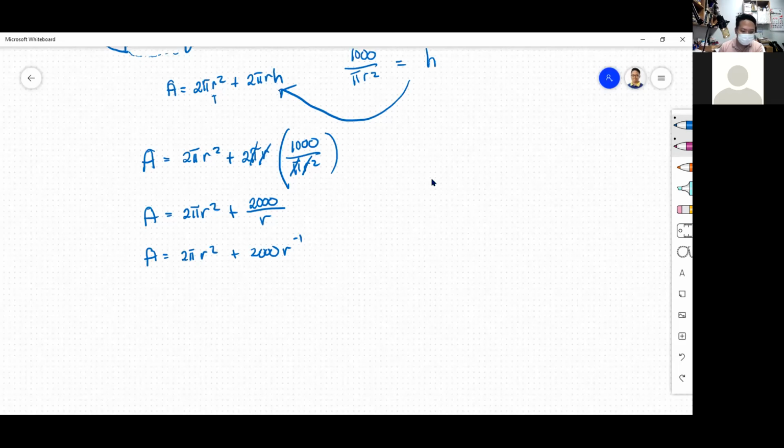Kung sa imo derivative, ano? A prime equals, unsa man? 4 pi r. Sakto? Anong first expression? 4 pi r. Yes. And then minus 2,000 r squared negative 2. Okay, bring down yung negative 1 and then minus 1 ka sa negative 1. So it's negative 1 minus 1, that becomes negative 2. And then ang 2,000 times negative 1, mahimo negative 2,000. Okay na?